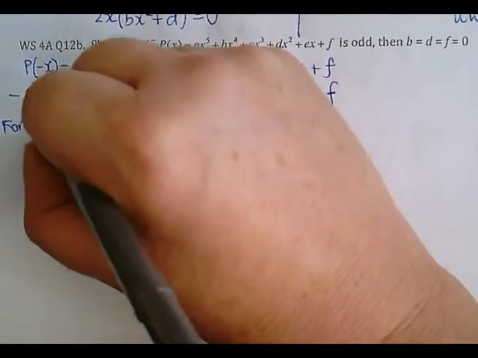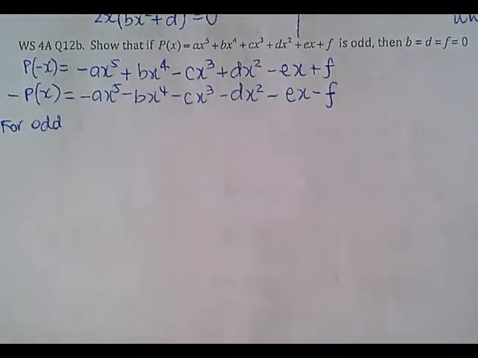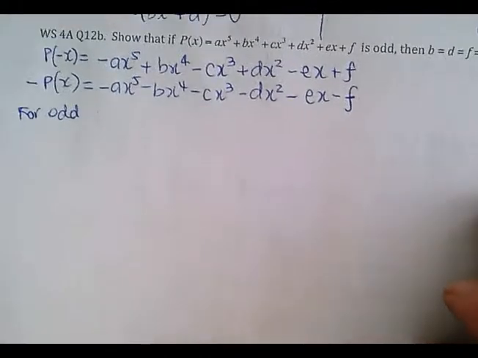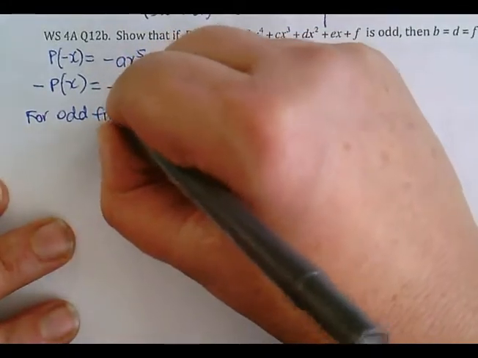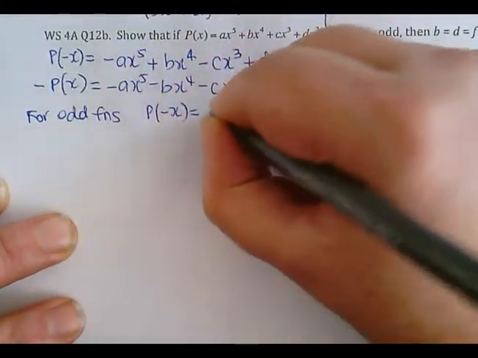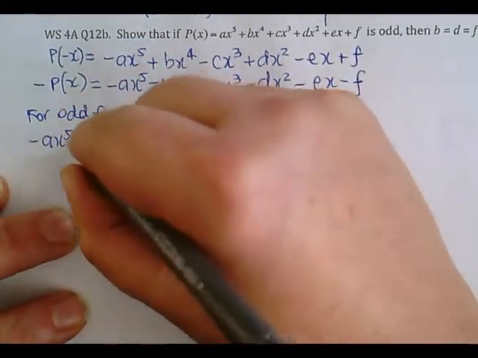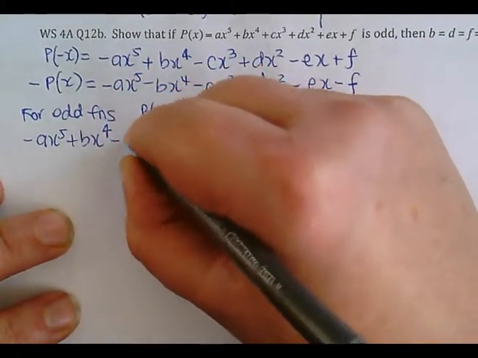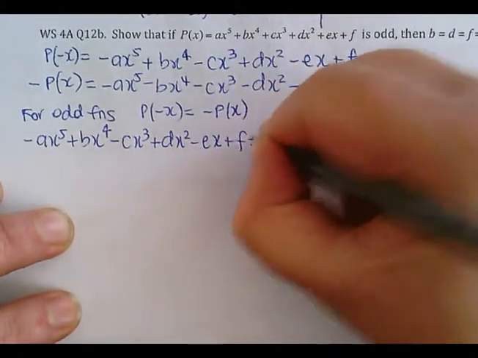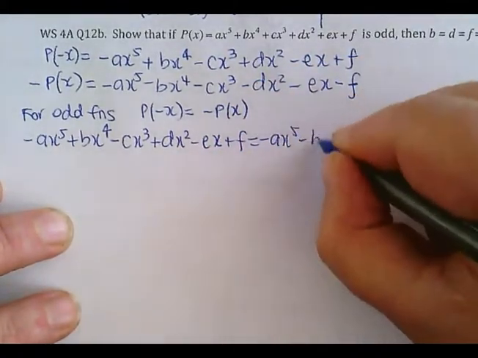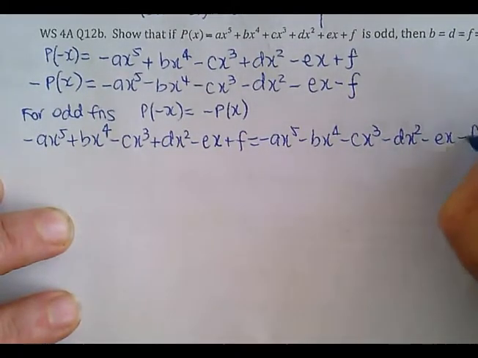Everything's negative. Oh, no, it's the negative of the function. You just put a negative in front of the bracketed function. We know that P of negative x equals negative P of x. In other words, that equals that. So negative ax to the 5 plus bx to the 4 minus cx cubed plus dx squared minus ex plus f equals negative ax to the 5 minus bx to the 4 minus cx cubed minus dx squared minus ex minus f.